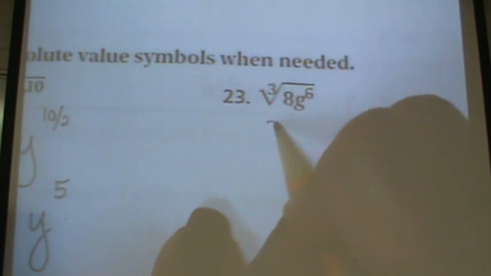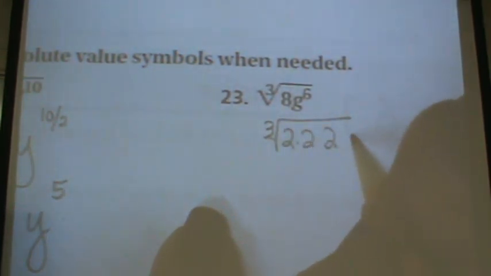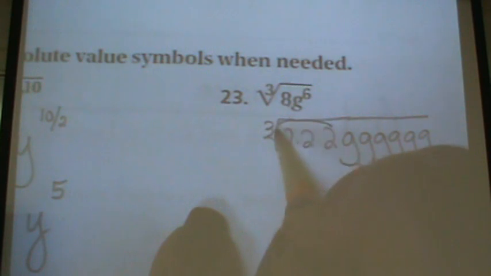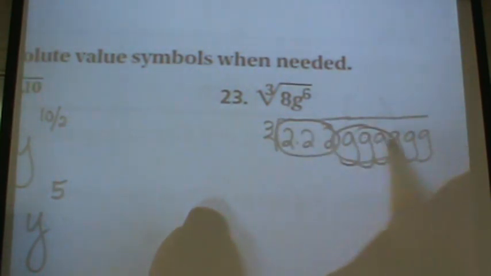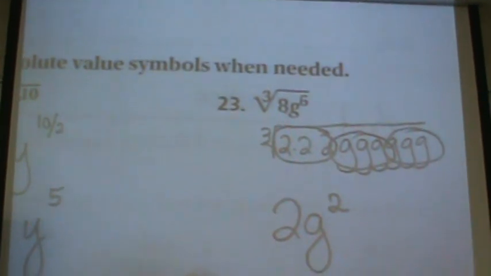Next one, we need the cube root of 8. The cube root of 8 is 2. And we have 6 g's. This is the visual. So we're looking for 3 of a kind. There's 3 2's, 3 g's, 3 g's. So this would be 2g squared.